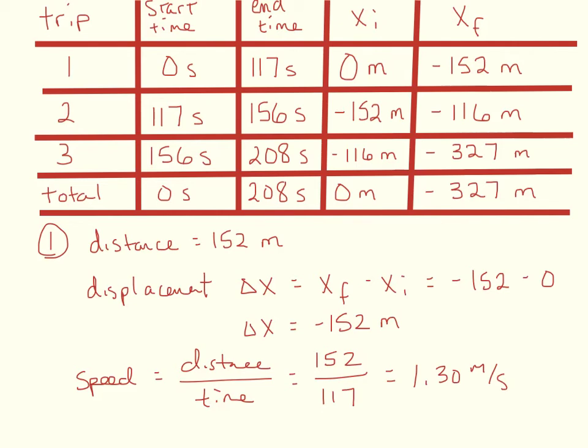And my velocity is just displacement over time, so I'm going to say v equals delta x over t. And for that, since my delta x is negative, it's going to be negative 152 divided by 117, so that's actually just going to come out to negative 1.30 meters per second. So my distance and displacement are the same number, my speed and velocity are the same number, and sometimes that's true, sometimes that's not.